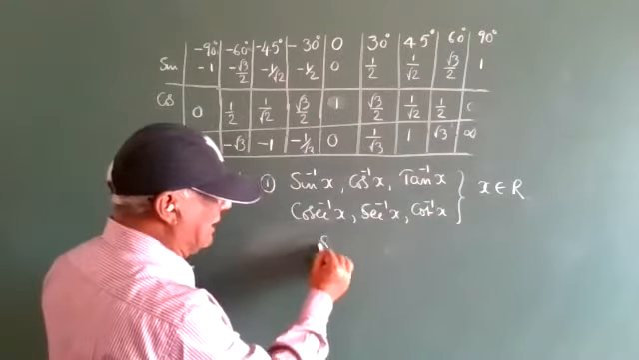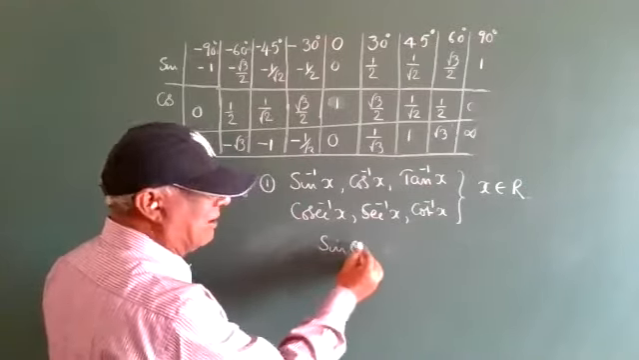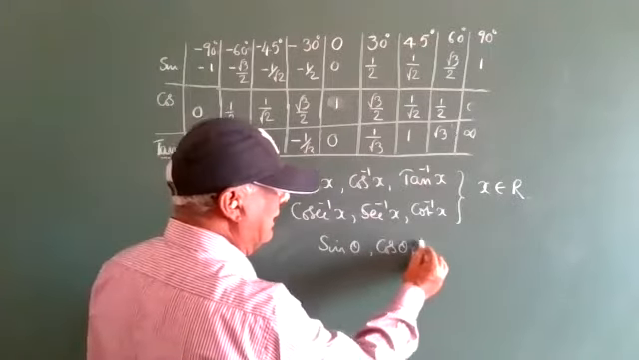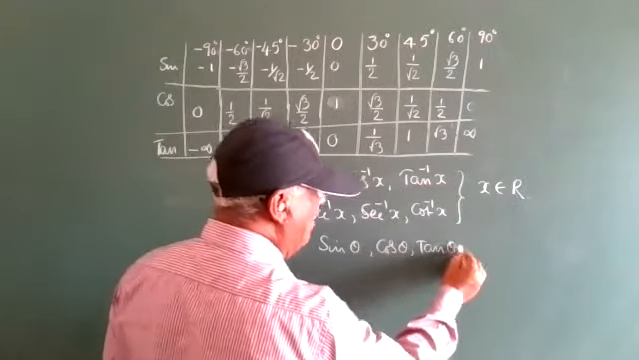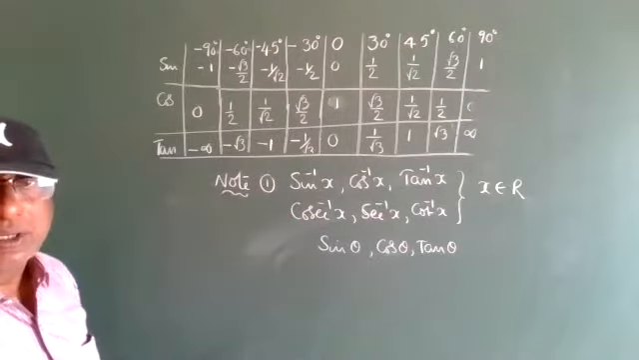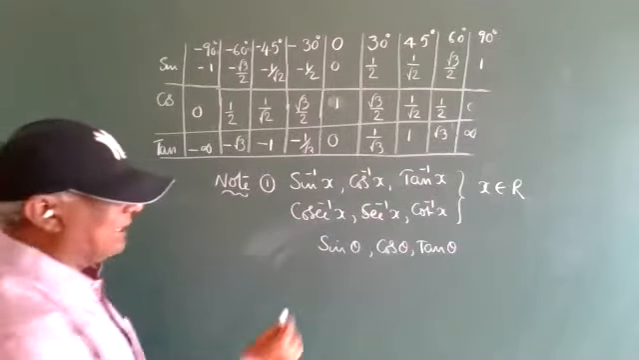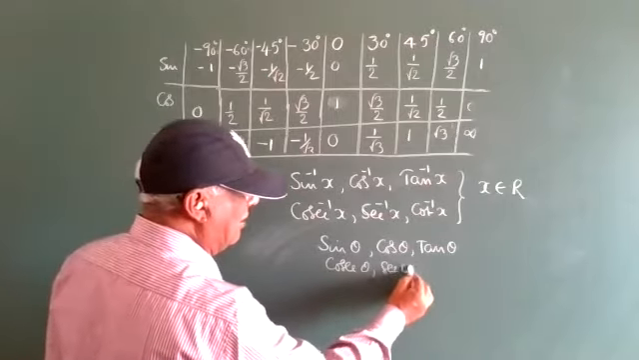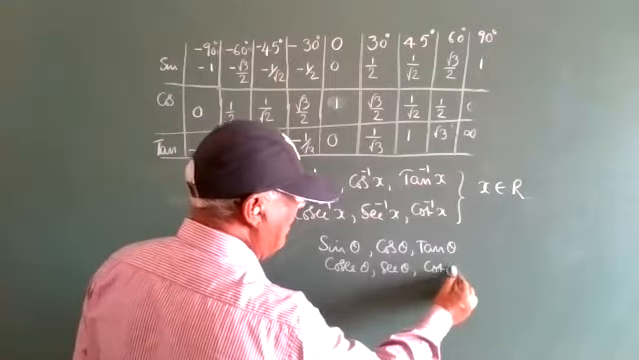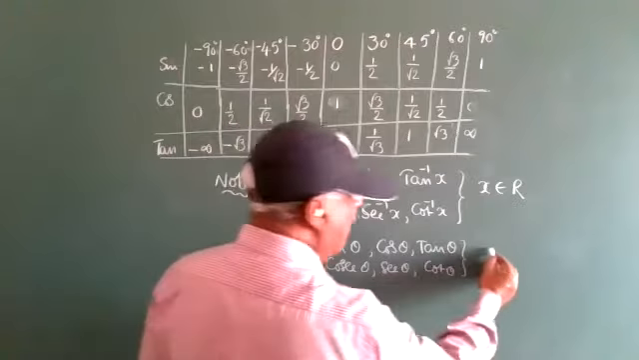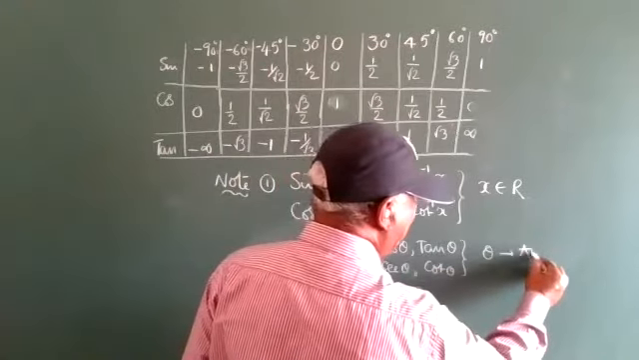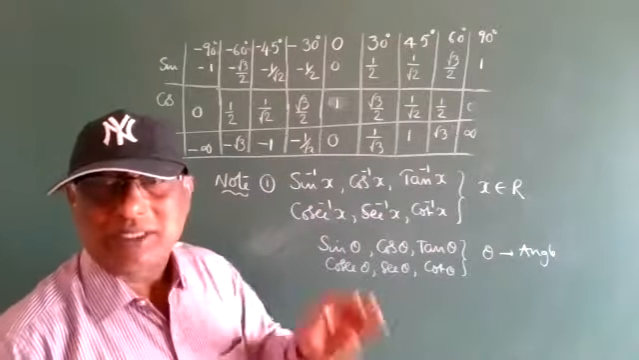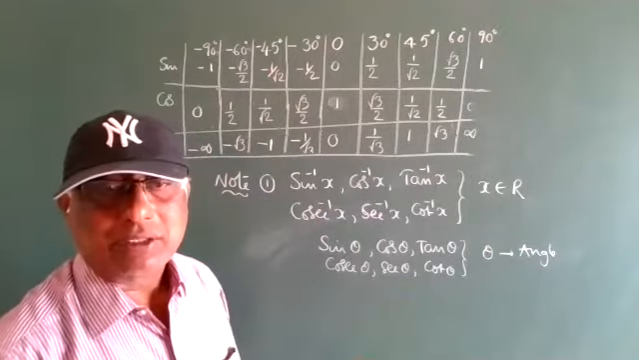Sine theta, cos theta and tan theta are always followed by angles. Cosec theta, sec theta and cot theta are also always followed by angles, where theta is an angle. But here x is a real number. X must be a real number.